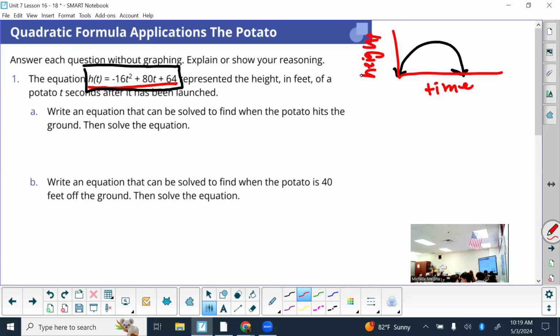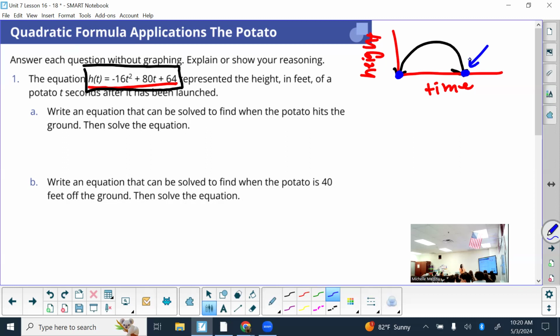Where, like on the graph, is the height 0? You have to tell me like a number. It's like where on the graph is the height 0? What part of the graph is that called? At your x-intercepts. Usually we have 2, but if we want to know when the potato will hit the ground, we're probably more looking at this one than the first one.